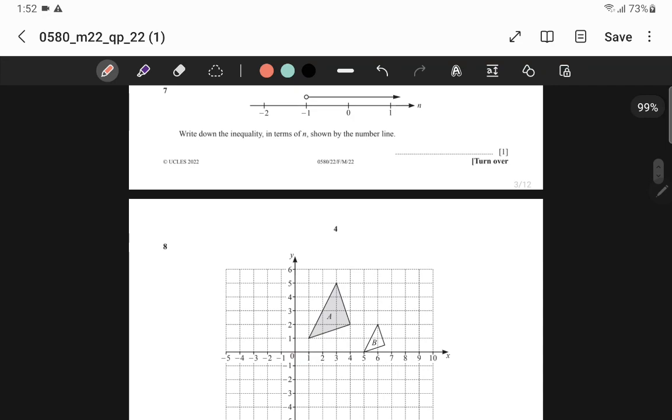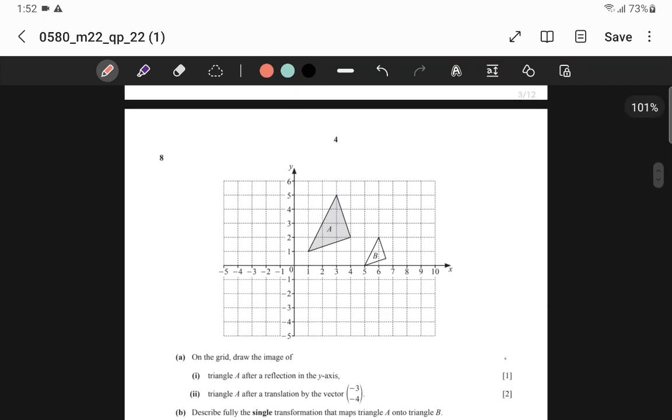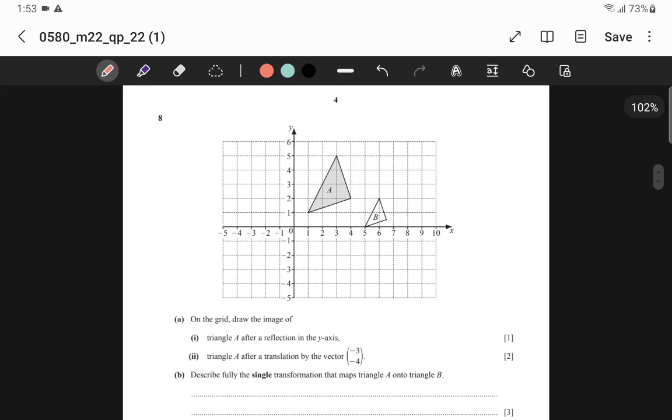Okay, next, 6 minutes 15 seconds. So number 8, this one. If you look here, the shape is the same, the orientation's the same, but it's getting smaller or bigger. So this one will be an enlargement, right? So on the grid, draw the image of triangle A, the shaded one, after a reflection in the y-axis.